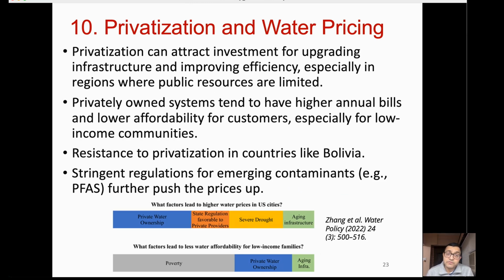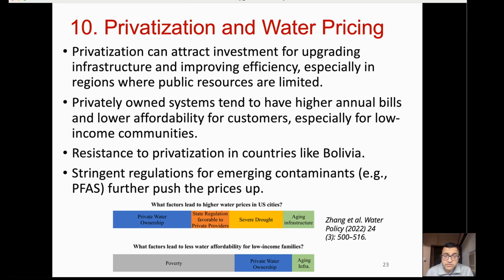But privately owned systems also tend to have higher annual bills, which leads to lower affordability for customers, especially for low-income communities. So this leads to a conversation on environmental justice and those ramifications. And there has been a lot of resistance to privatization in certain countries like Bolivia.